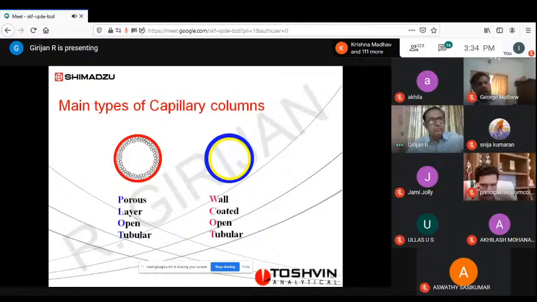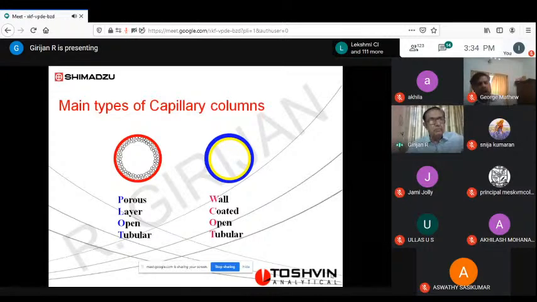And that is the one which is predominantly used for most of the applications, whether it is a pharmaceutical application, food technology application, environmental application, or perfumery application. We normally go for a wall-coated open tubular column. But when it comes to gas analysis, we prefer a PLOT column. So PLOT columns and WCOT columns.